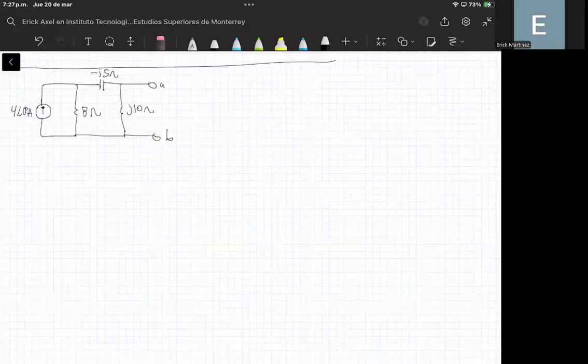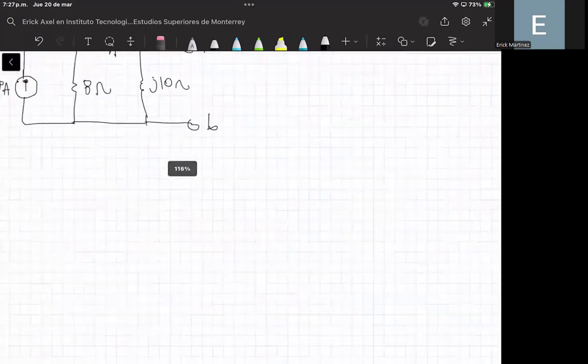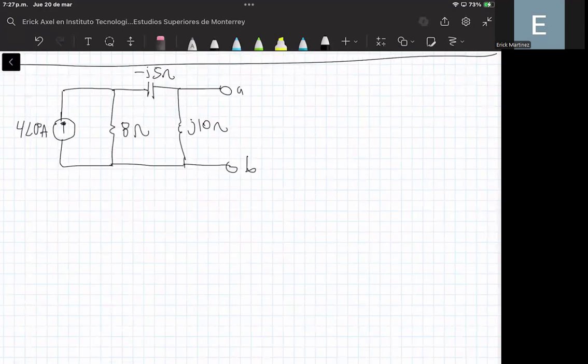So, hello everyone. In this video, I wanted to make another exercise related to how you can compute the Thevenin equivalent for this circuit. Okay. In this case, the problem is asking us to compute the Thevenin equivalent between terminals A and B. Okay, that is in this part of the circuit.